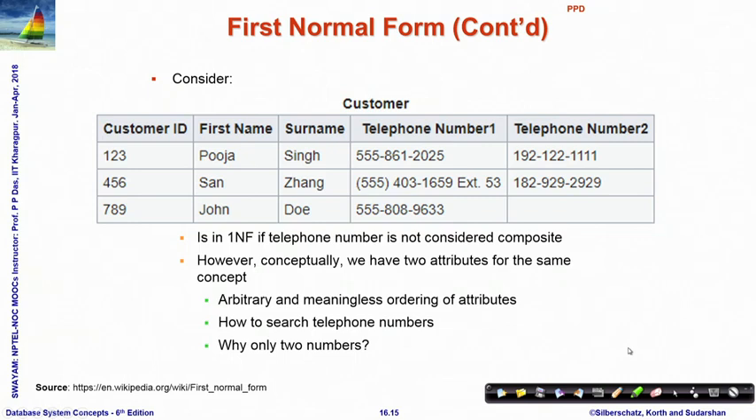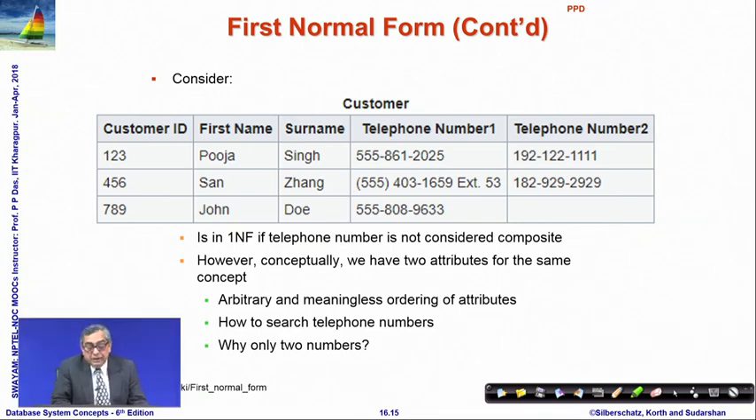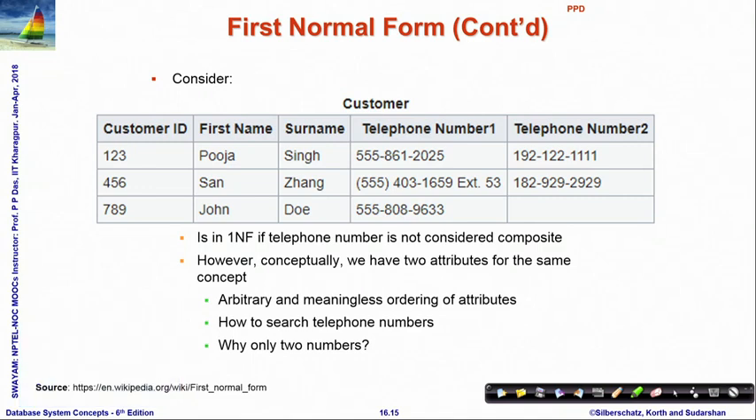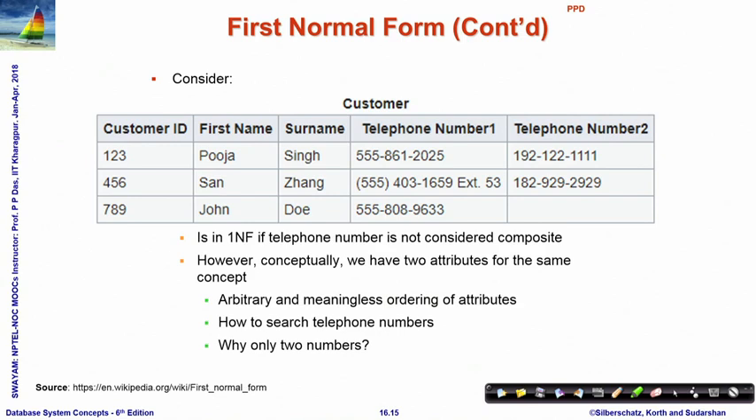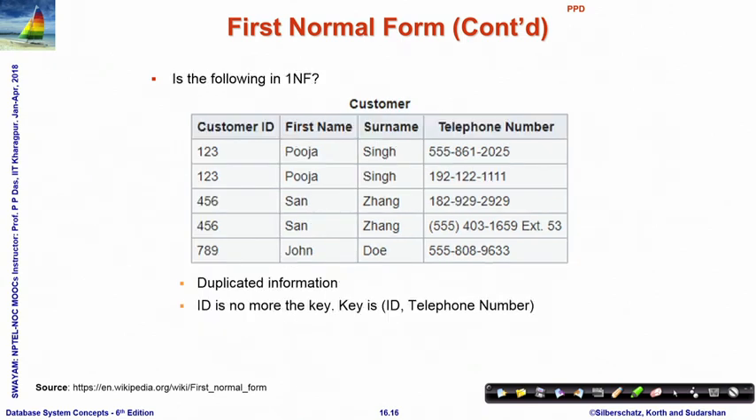What you can do is separate out these phone numbers into two different attributes, telephone number 1 and 2. Even then it is not exactly in first normal form, because you do not know in which order they should be handled. If you have to search for a telephone number, then you will have to search multiple attributes which are conceptually the same, and then the question is, why only two attributes? Cannot anybody have 3 phone numbers, 7 phone numbers and so on? So, this is really not a good option.